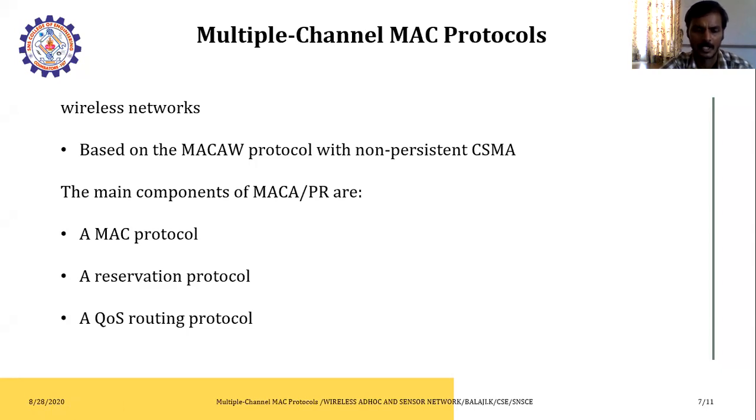In this, the quality of service plays a vital role in the routing part. With the help of this routing, we find the shortest path from the source to destination, identify that, and transmit the data, and we will achieve the quality of service. So these are the three major components involved in the MAC-PR protocol.